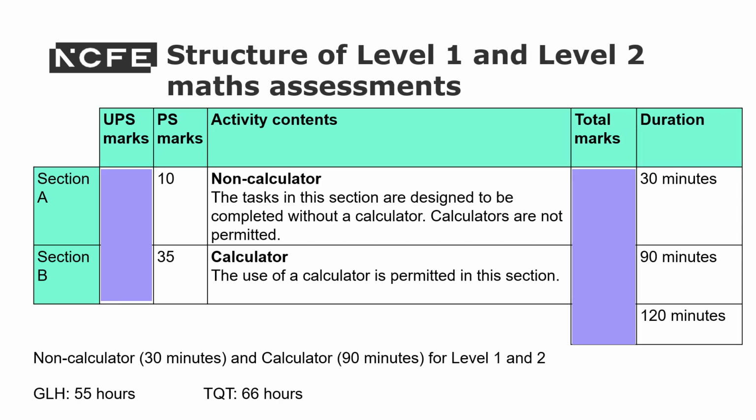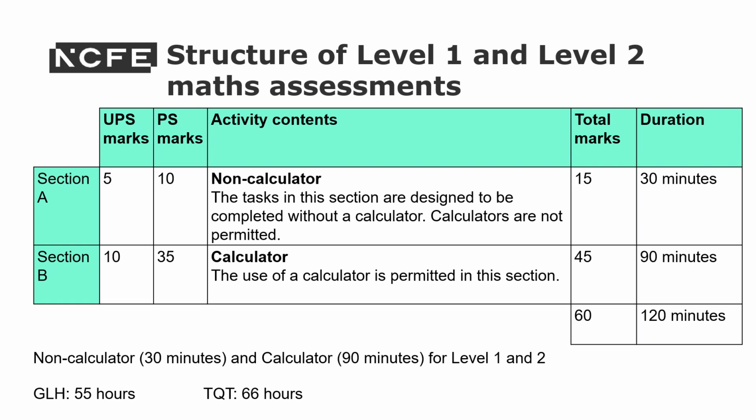And here we have the marks and timings for level 1 and 2 assessments. And just to keep you on your toes, I've coloured in or hidden the underpinning skills marks. You can see how many problem solving marks there are for section A and section B. That's the non-calculator section and the calculator section at level 1 and level 2. It's the same number of marks for level 1 and level 2 and the same duration. You can test yourself and think how many underpinning skills marks are there in the non-calculator question section, and how many underpinning skills marks are in the calculator section.